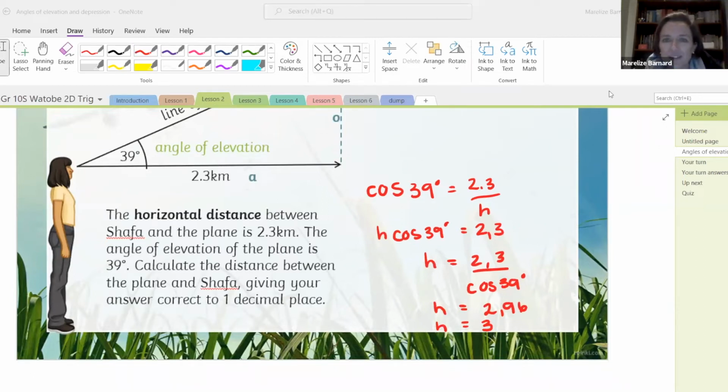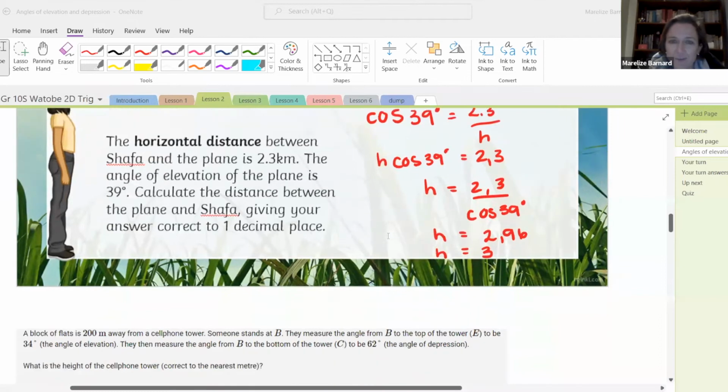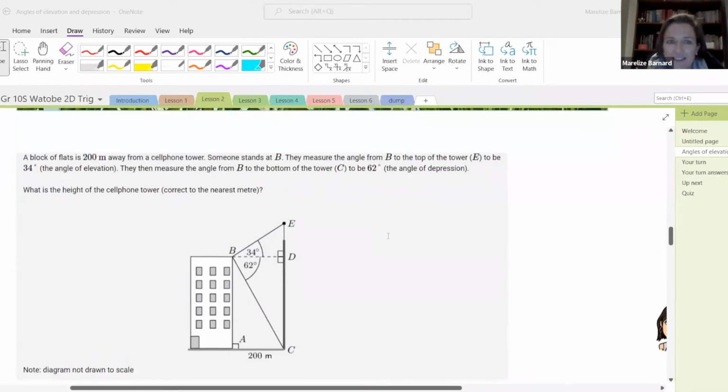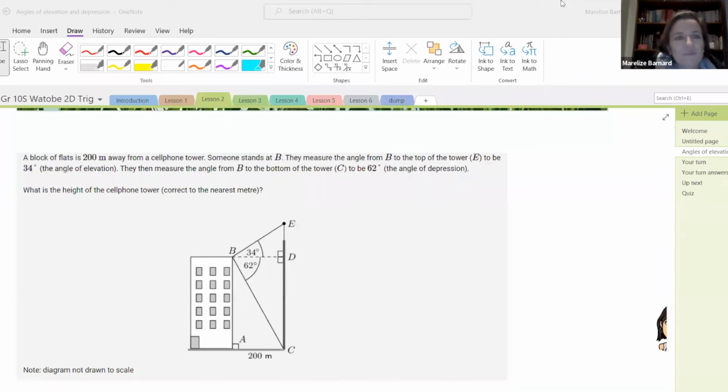Yeah, for sure you're right, that's 3. Okay, well done, everyone. Right, let's see our next problem, a little bit more interesting.